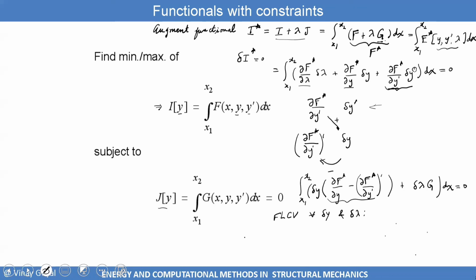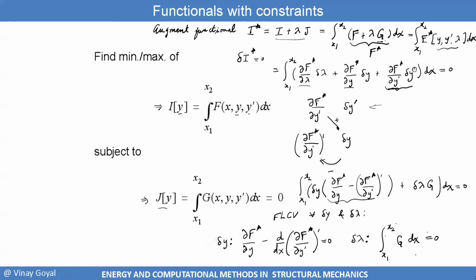So then I get partial f star with respect to y minus the derivative of this, and that's for the variable del y. And then for the variable del lambda, I have the integral from x1 to x2 of g dx equals 0. So that's that constraint, that very constraint I recovered by applying calculus of variations. And I want to remind you that I do have a boundary term from this cross term here. So that's plus boundary terms, which I'm going to neglect talking about now.